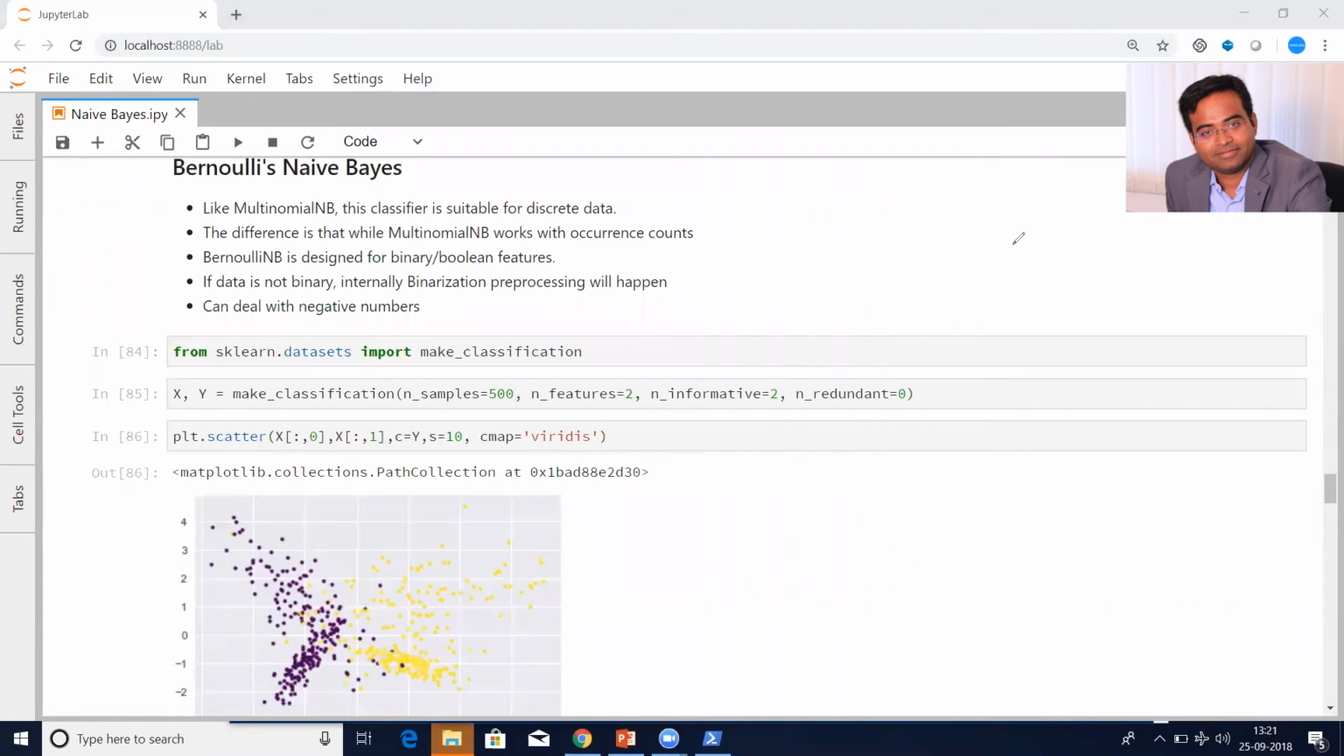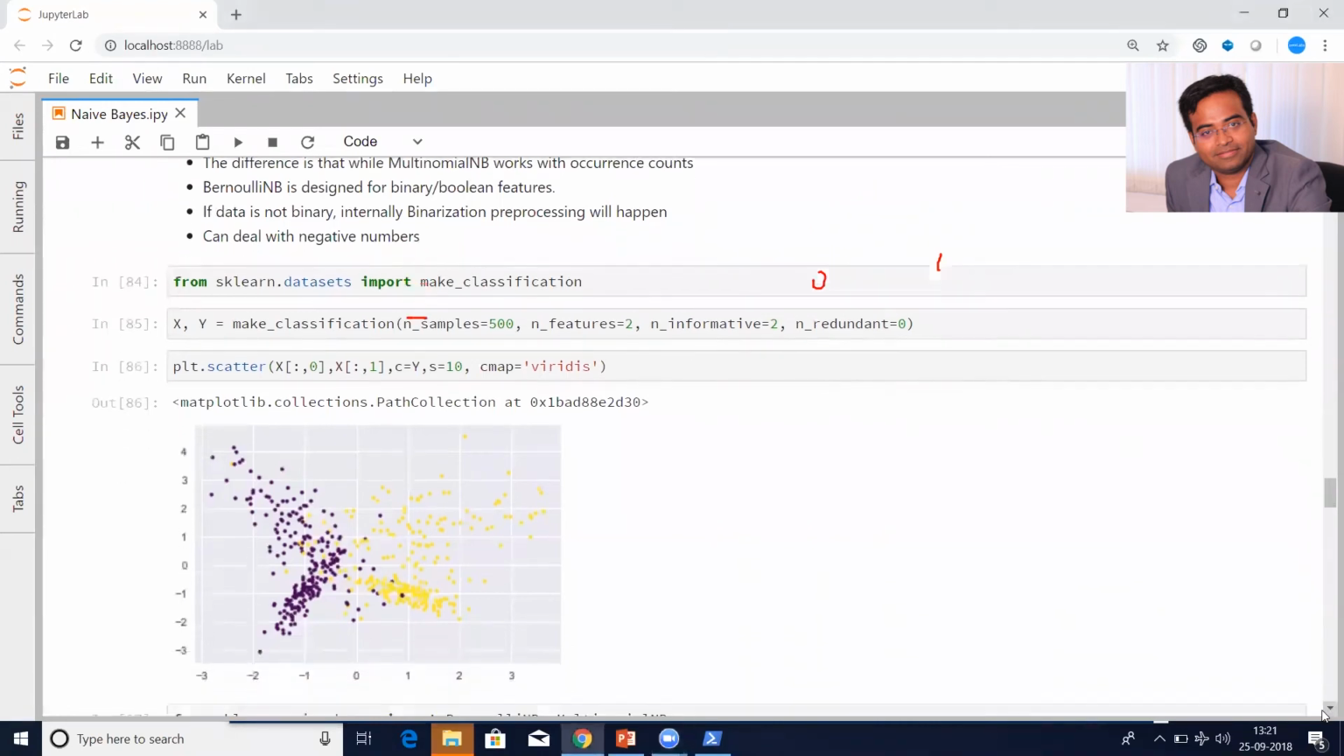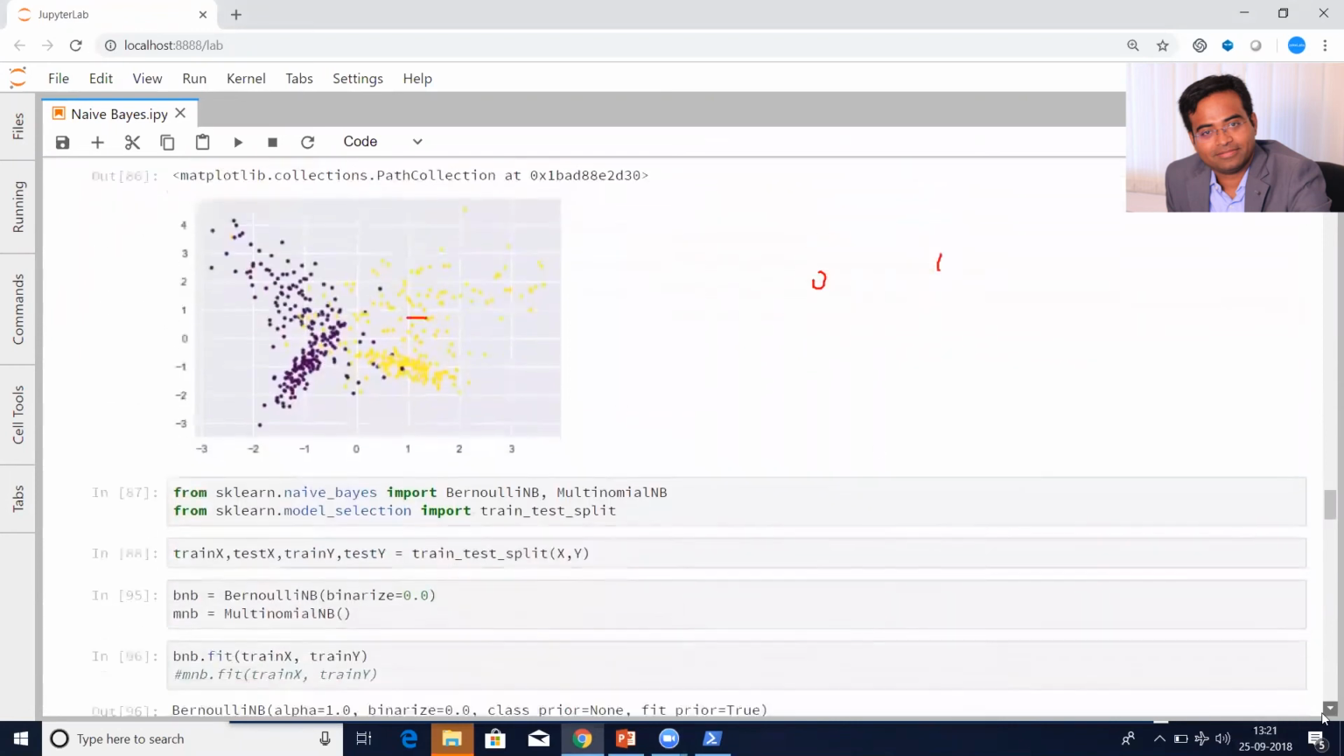Okay, by default, we'll see in this example that it can deal with negative numbers, because whatever the number is, it can convert it into a scale of 0 or 1 based on whatever you decide at the middle value. We are generating some data over here, and as you can see, the data generated is in the range of -3 to +4 along all the directions. Okay, and we are plotting it over here.